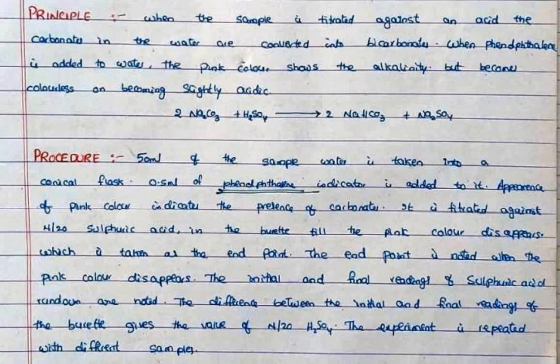Next, procedure. 50 ml of the sample water is taken into a conical flask. 0.5 ml of phenolphthalein indicator is added to it.